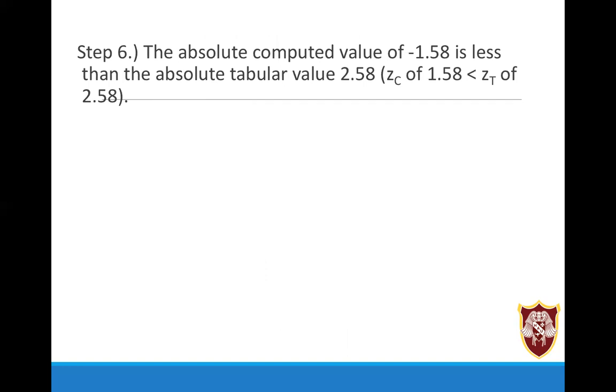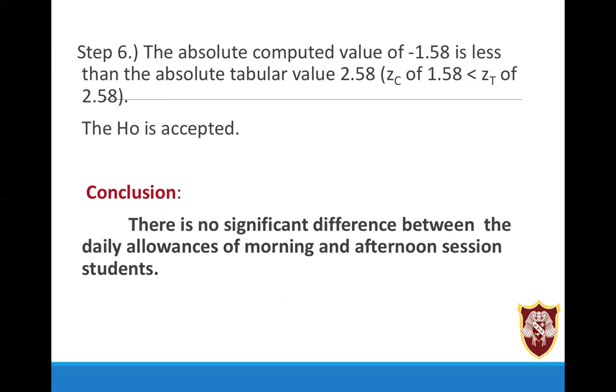Less. Therefore, when the absolute computed value is less than the absolute tabular value, we accept the null hypothesis. Okay, so this time we do not reject the null hypothesis. So that means our conclusion will be based on our null hypothesis, and that is there is no significant difference between the daily allowances of morning and afternoon session students.